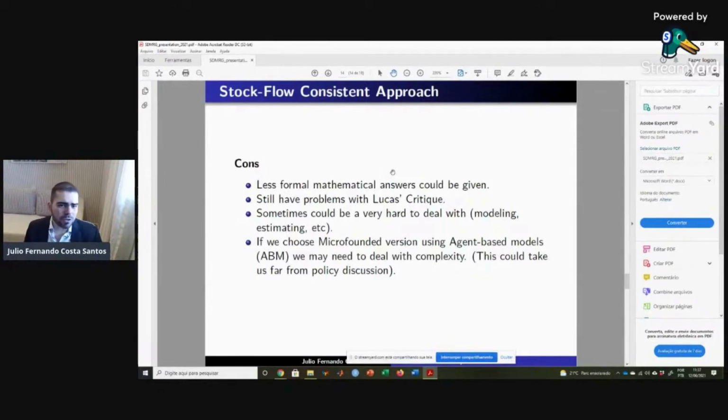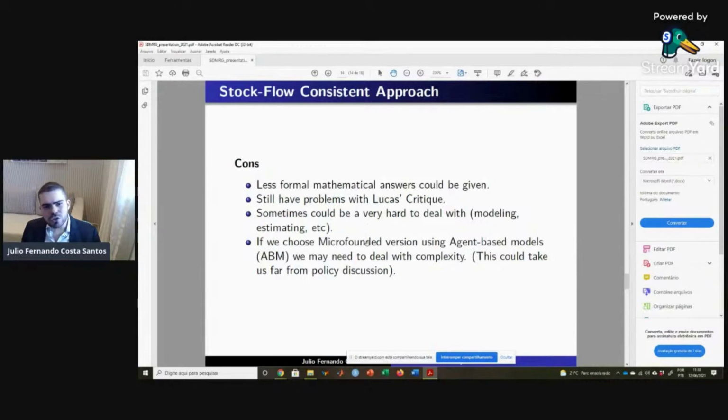We still have problems with Lucas' critique. The main critique of Lucas is still living inside the models that don't use macro foundations, but some kind of answer has been made by putting the agent-based approach inside these models. So we are trying to fix it in some way, and sometimes it can be very hard to deal with because of modeling, estimating, and other efforts. It is a hard task, okay?